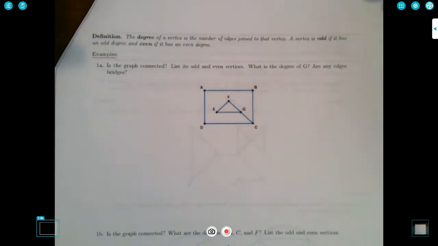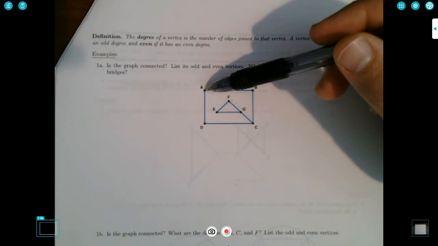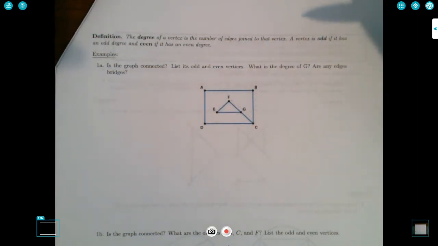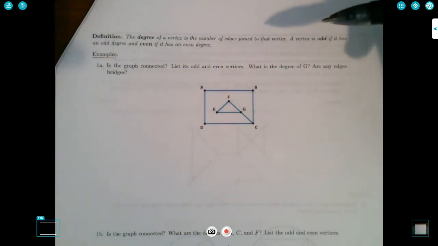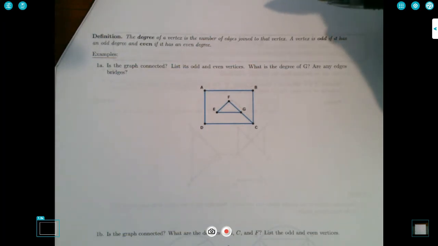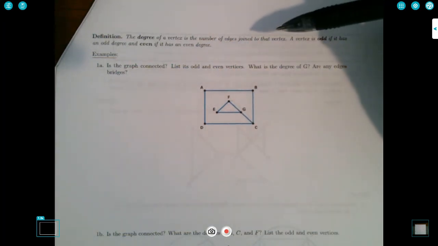So is the graph connected? Can you get from one vertex to any other vertex just by traveling along edges? And by the way, answering whether or not the graph is connected is not the same thing as answering whether or not the graph is traceable. To be traceable, you have to be able to travel over all the edges without going over the same edge more than once. To be connected, you can go over the same edge multiple times if you need to. And so anyway, this is connected for sure.